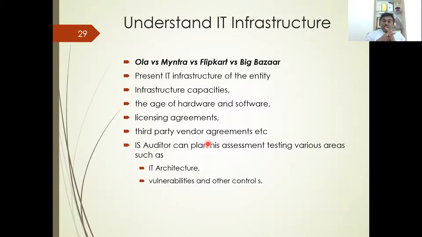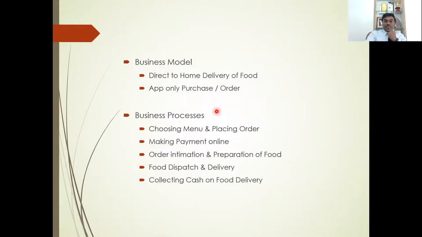How they are structured. Normally, if you ask them about IT architecture, they'll give you a diagram showing how the network is, what speaks to what. That's a very nice diagram. You can probably Google search, you will get some sample diagrams. Also look into the age of hardware, software, licensing requirements, third-party vendor requirements, all of this comes under IT infrastructure.